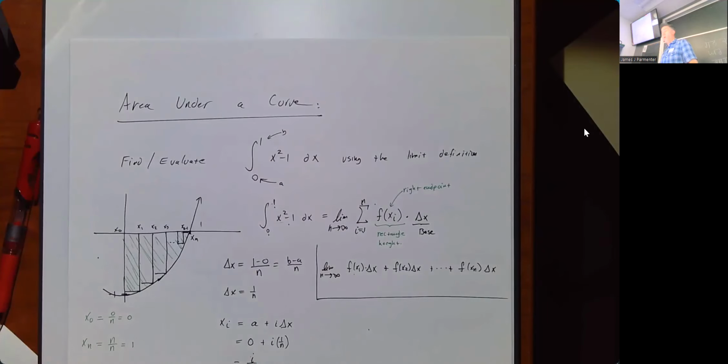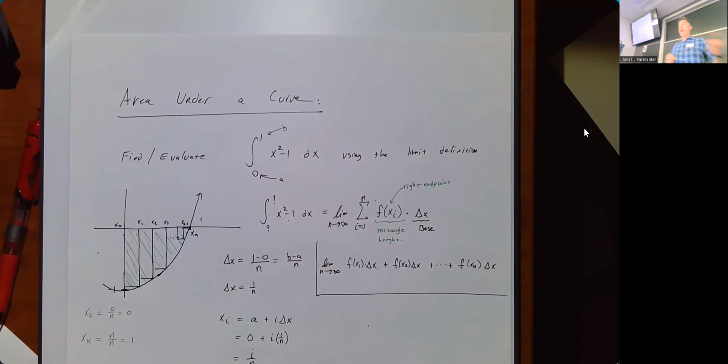So if you've got the right formula here and you find x sub 0, you should actually get your a value. And if you find x sub n, you should actually get your b value. So if you're not 100% confident about that, it's a really easy way to check that you've got the right thing or not the right thing. And then you can go back and fix it.